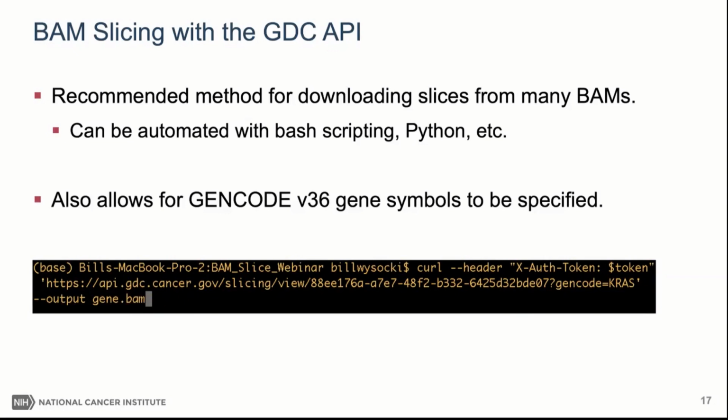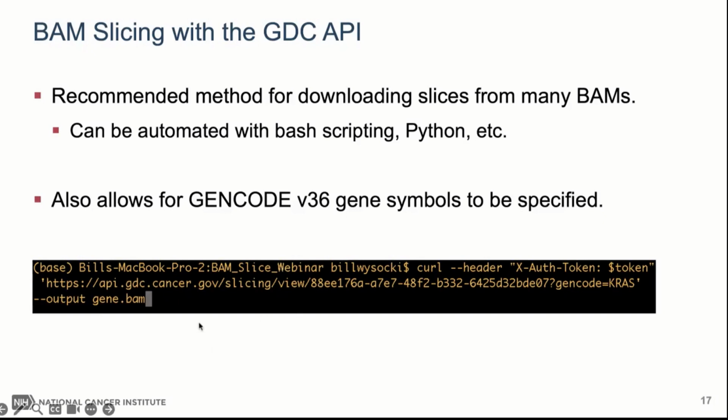It really depends on how much manual work you're willing to do through the user interface. This, of course, can be automated with something like batch scripting or Python or another programming language. And another good feature of the GDC API is that it allows for the GENCODE 36 gene symbols to be specified. So these are the gene symbols that are more or less human readable, like KRAS or BRCA. These aren't the Ensembl IDs with the long number.